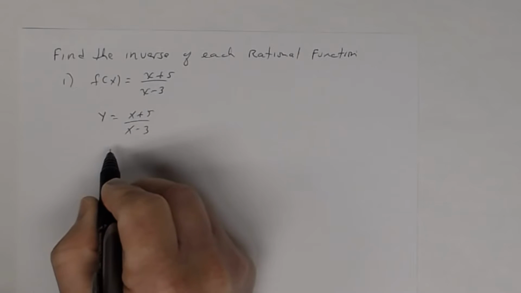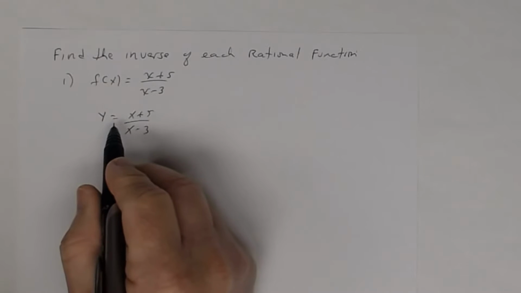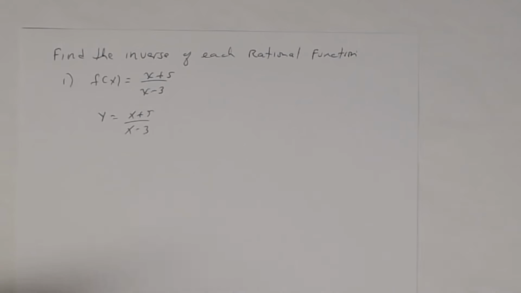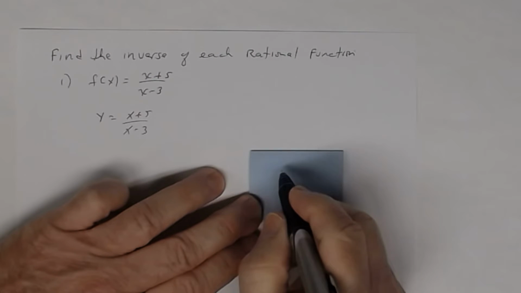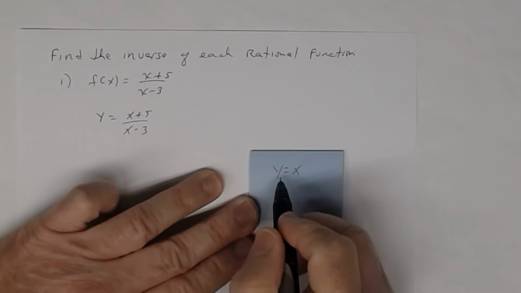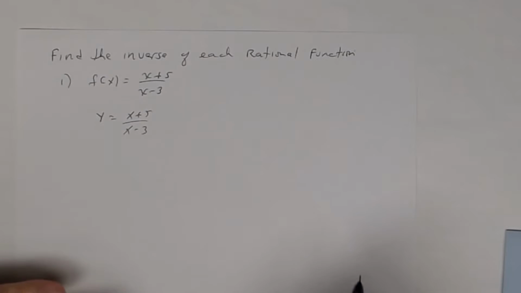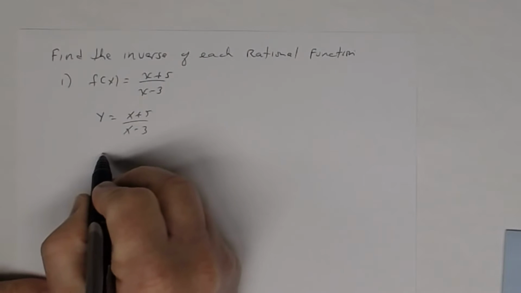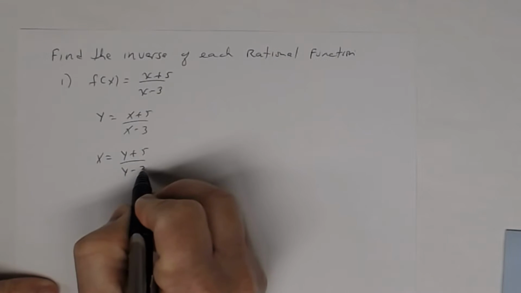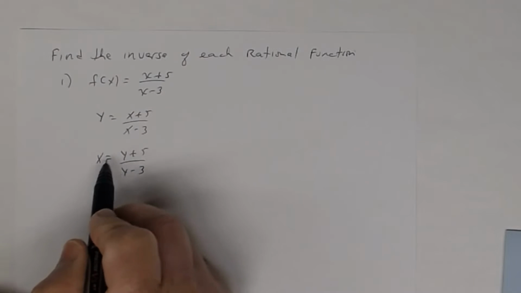Then the next step is you're going to interchange the variables. Remember, inverse functions are symmetrical about the line y equals x. So y equals x, x equals y. So we're going to interchange the variables. So we get x equals (y + 5) divided by (y - 3). So we're replacing y with x and x with y. Okay, so that was the next step.